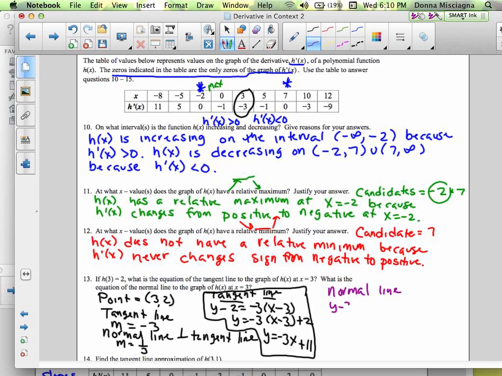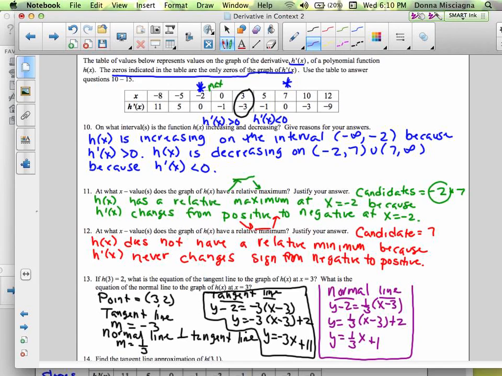So y minus 2 equals 1/3 times x minus 3. And you can leave it like that, or you can move the 2 over, that modified kind of point-slope form. It's like a cross between point-slope and slope-intercept. Y equals 1/3 times x minus 3, plus 2. And if you want to put it into slope-intercept form, that's easy enough to do. Y equals 1/3 x. 1/3 times the negative 3 would be negative 1, plus 2 would be plus 1. So any of those are perfectly fine.